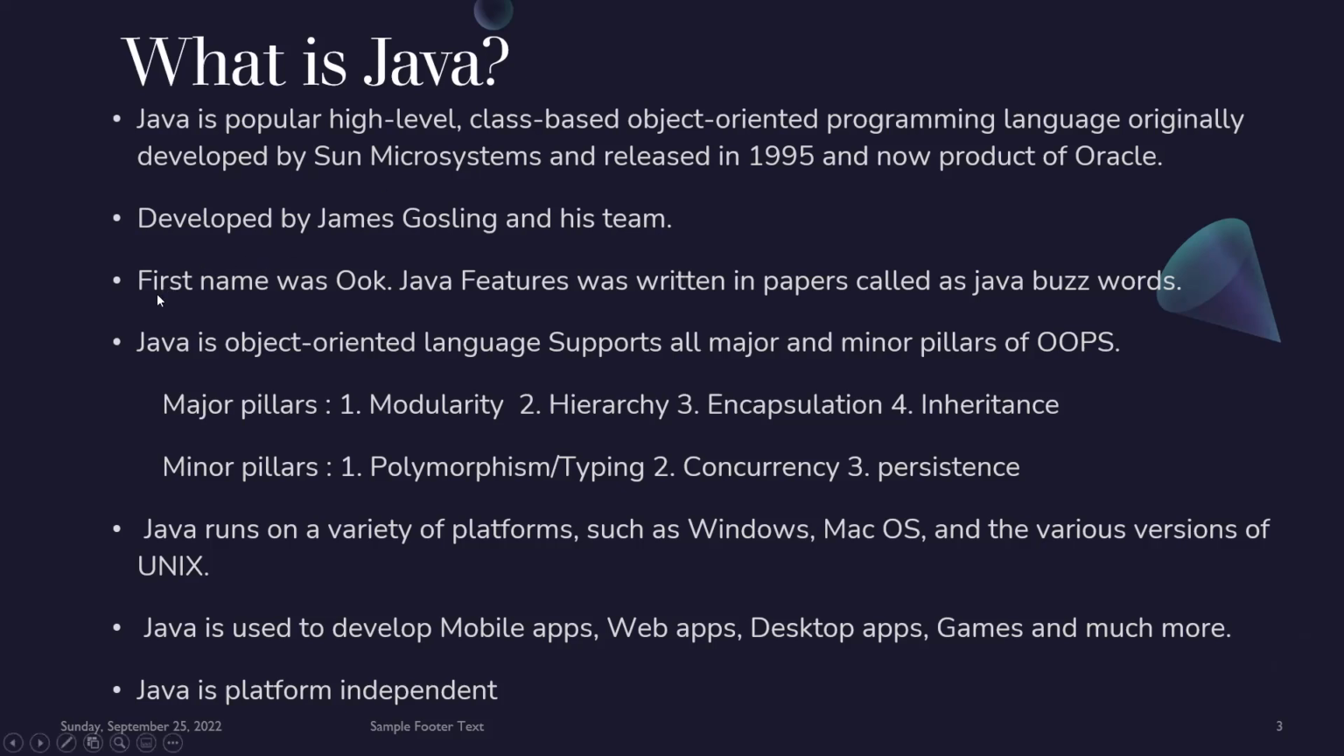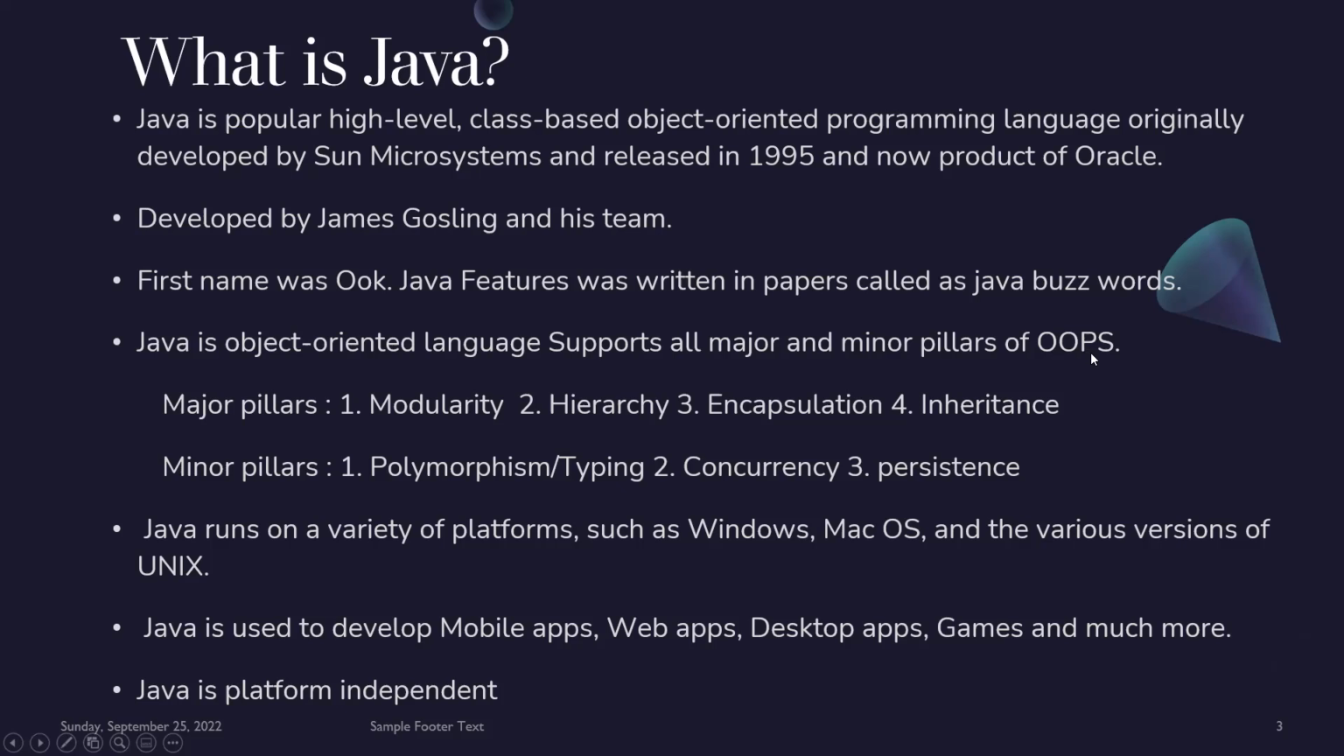The first name given by James Gosling to Java was Oak, okay? And the Java features were written in papers, so that's why they are called Java buzzwords. So the next thing is Java is an object-oriented language and it supports all the major and minor pillars of OOPS, right? OOPS is basically object-oriented programming, right?